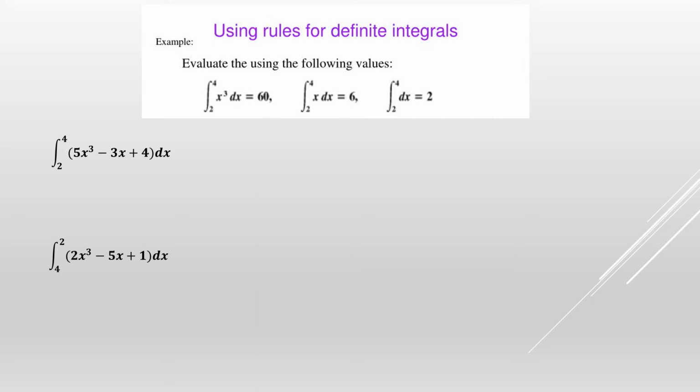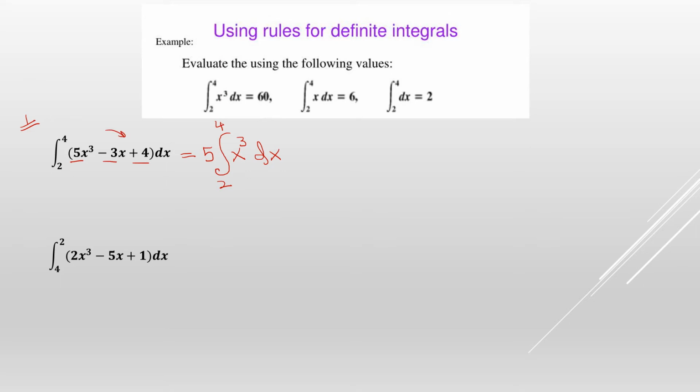Suppose it is given that the integral from 2 to 4 of x cube dx is 60, the integral from 2 to 4 of x dx is 6, and the integral from 2 to 4 of dx is 2. You have to evaluate the first question, the integral from 2 to 4 of 5x cube minus 3x plus 4. By applying the sum and difference property, you can separate all the terms and write each with its own integral sign. For 5x cube, 5 will be outside because it is a constant and x cube will remain inside the integral sign, with the dx.